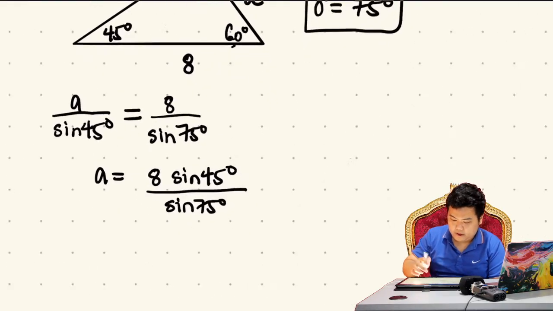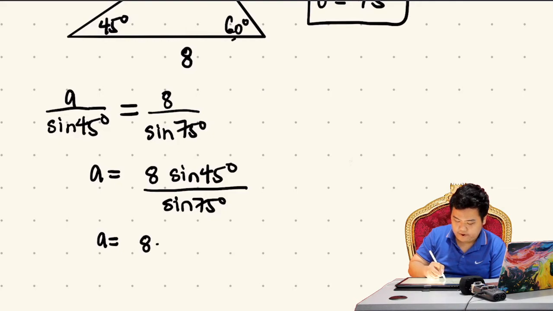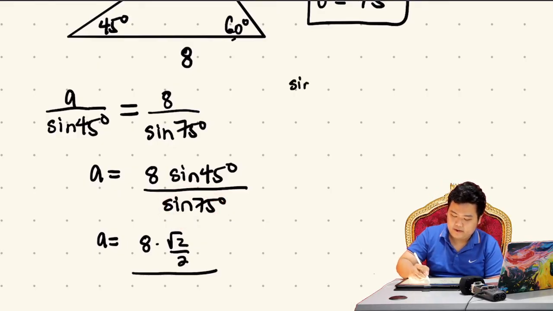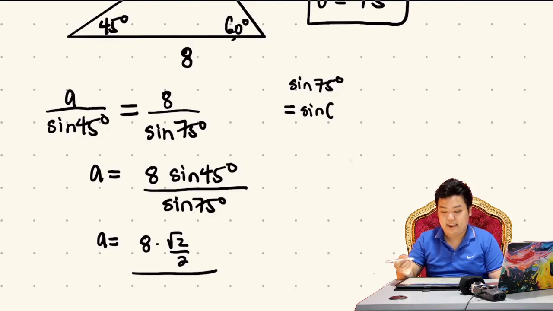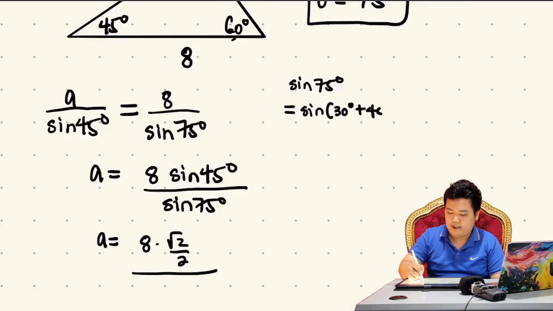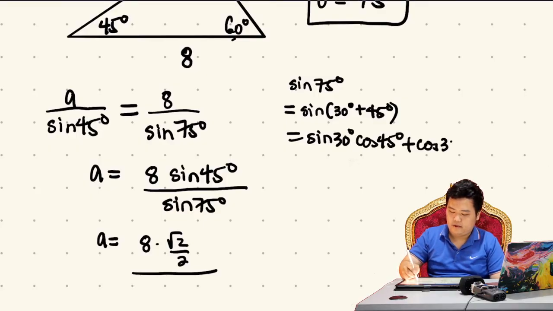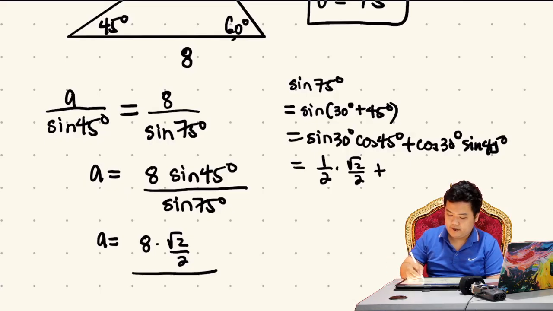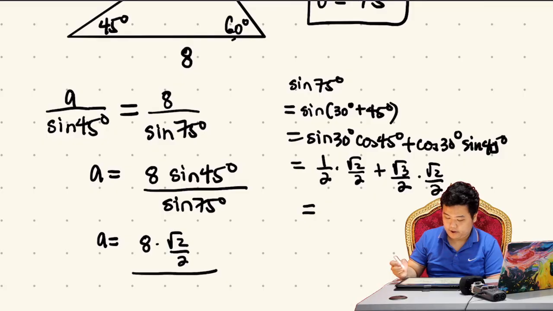Okay? So, isupply natin yung values. Sine 45 is square root of 2 over 2. Pero kailangan pa natin itong i-compute, no? Sesegue muna tayo ng sine 75 degrees. Gagamit tayo ng tinatawag na sum identity. So, this is 30 degrees plus 45 degrees. Sin 30 degrees is 1 half, times square root of 2 over 2, plus cosine 30 degrees is square root of 3 over 2, times sine 45, which is square root of 2 over 2. Which is square root of 2 over 4 plus square root of 6 over 4.